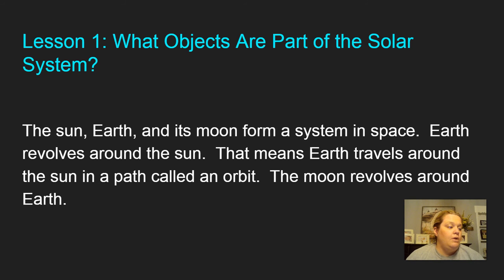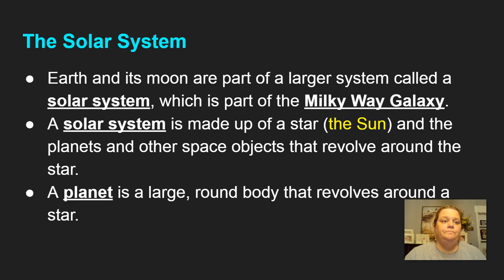Just a little note: they don't necessarily call them planets or moons or whatever. They call them objects. So when you hear that word, it could be anything.